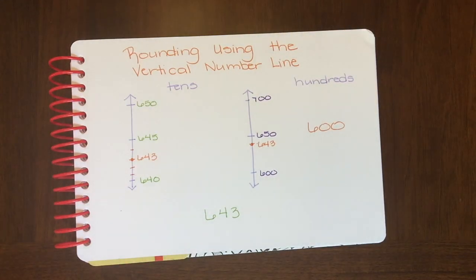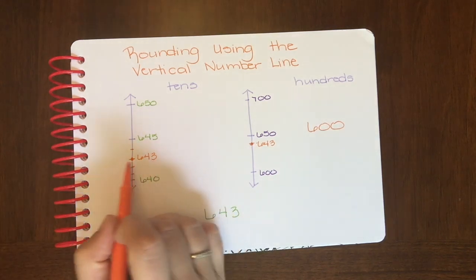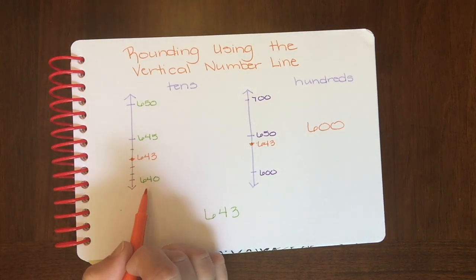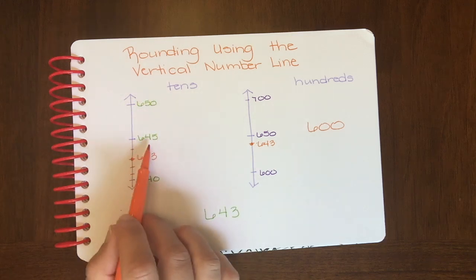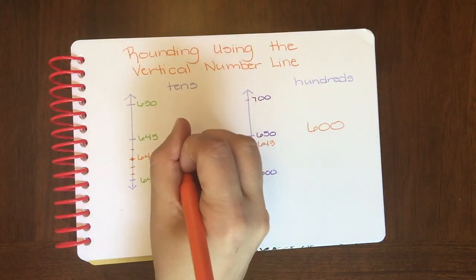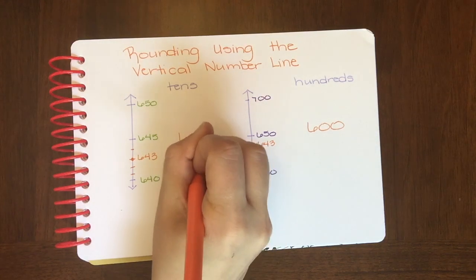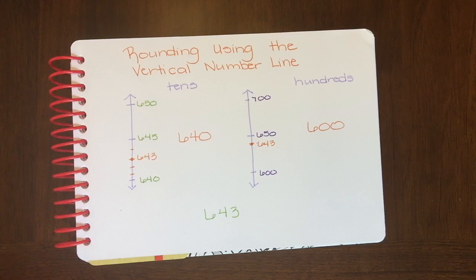Let's go back to our tens. Notice that 643 is closer to 640 than it is to 650. It's also below 645. So I know that 643 rounds to 640. So that's how we can round the same number to both tens and hundreds using the vertical number line.